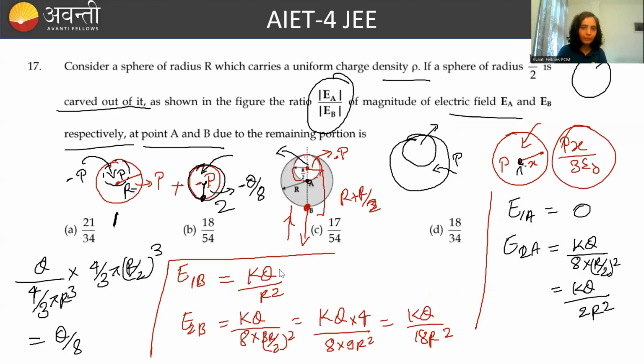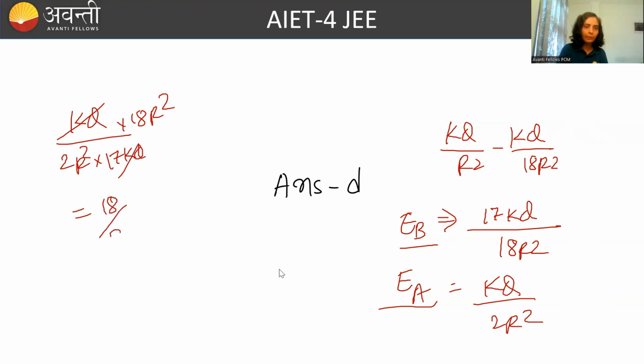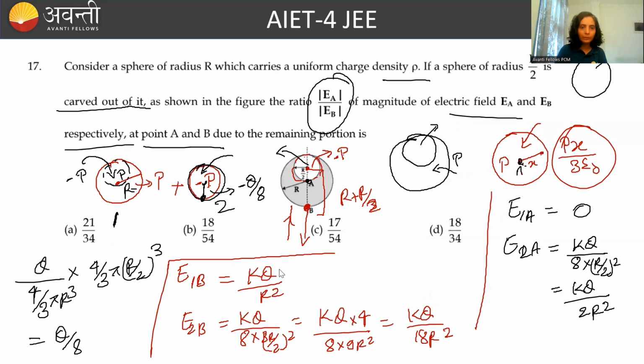What ratio do we need to find? We need to find EA by EB. So do one thing, take EA by EB. So KQ by 2R square into 18 R square by 17 KQ. If you solve it, this will become 18 by 34. So the correct answer will be what? 18 by 34. That is your D. Okay, so I hope it is clear.